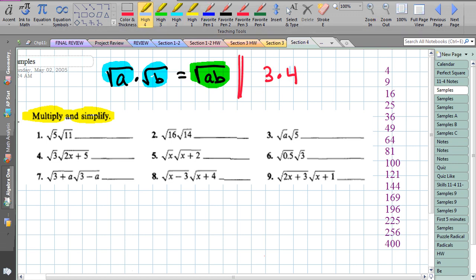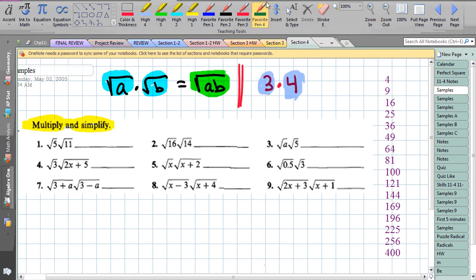It's just like you would do in fourth grade. If you have a 3 times a 4, you wouldn't leave it like that. You would just multiply the two together to get 12. We always like to combine things when they're being multiplied. So let's try a few in here.